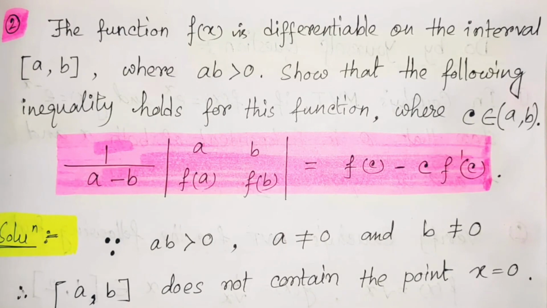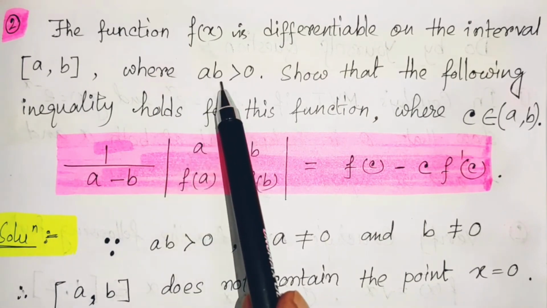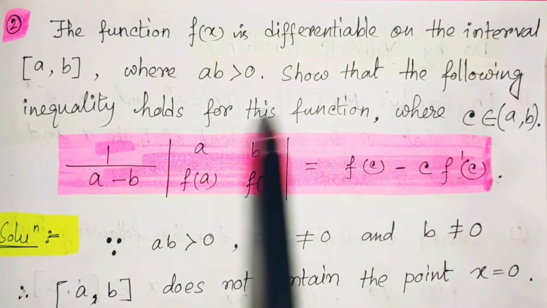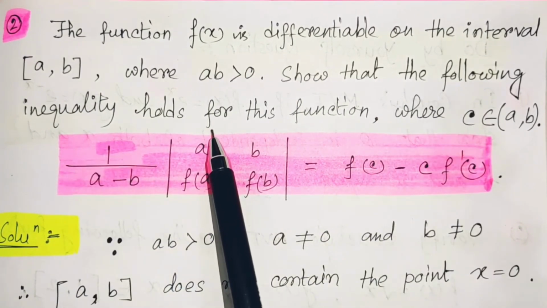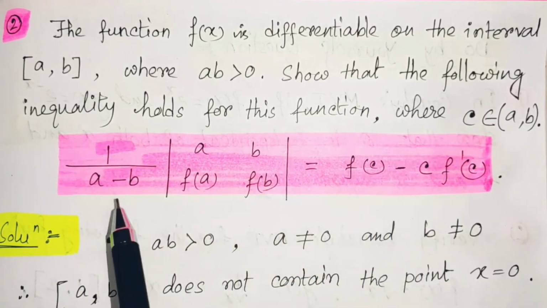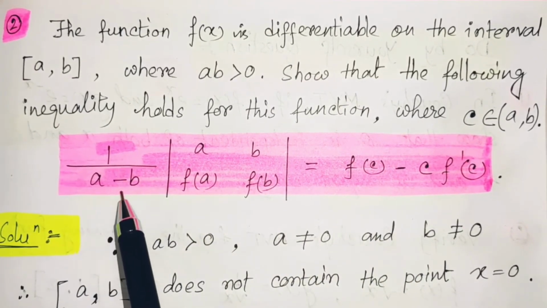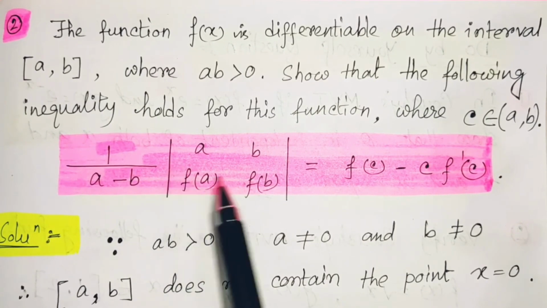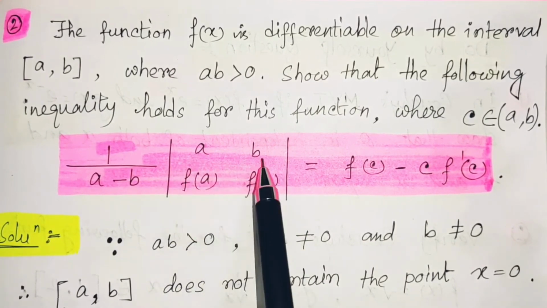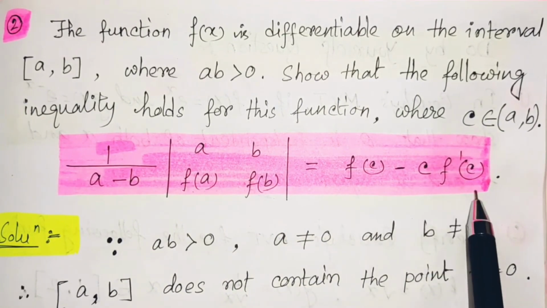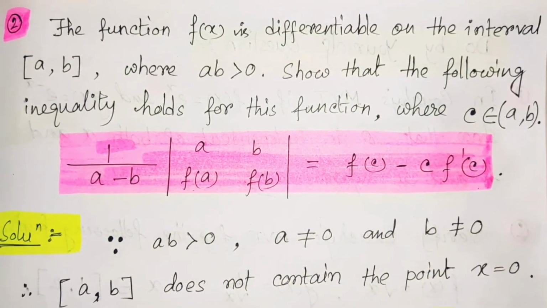One more problem is given: the function f(x) is differentiable on the interval (a, b), where a into b is greater than 0 always. Then the following equality holds for the function: 1 by a minus b, times the determinant of a, b, f(a), f(b), is equal to f(c) minus c into f dash c. So now how to prove this one?